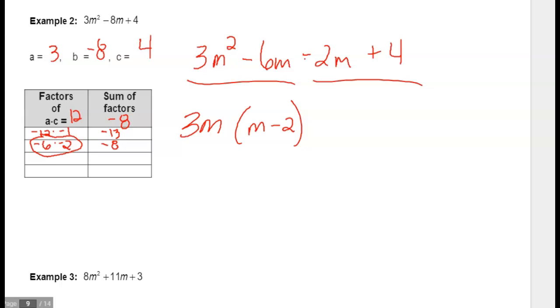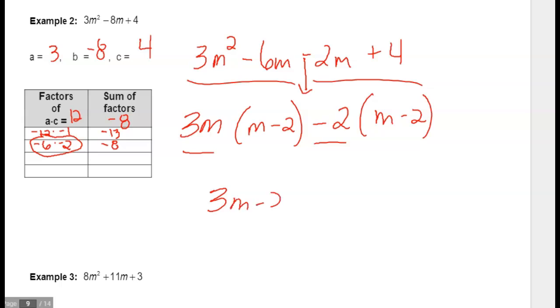And then down here, that negative is going to drop down. And what can I factor out over here? Negative 2. And that should also leave me with m minus 2, but I'm going to check it. Negative 2 times m, negative 2m, negative 2 times negative 2, positive 4. Okay. Group those together. Get 3m minus 2. And then group these together because they match. M minus 2.